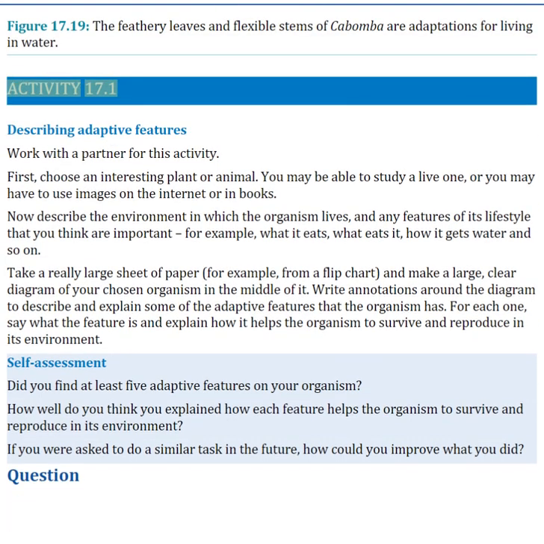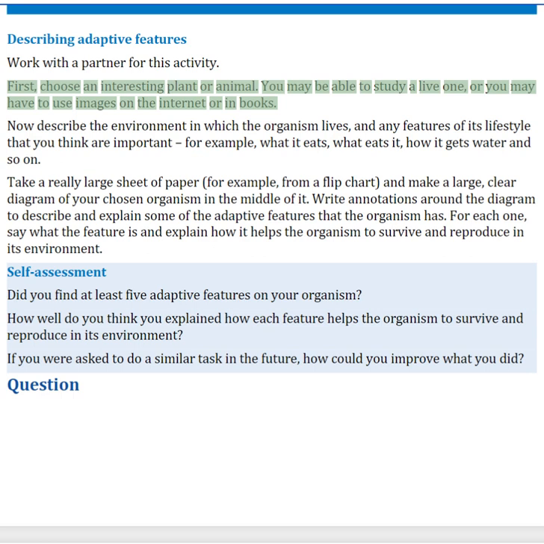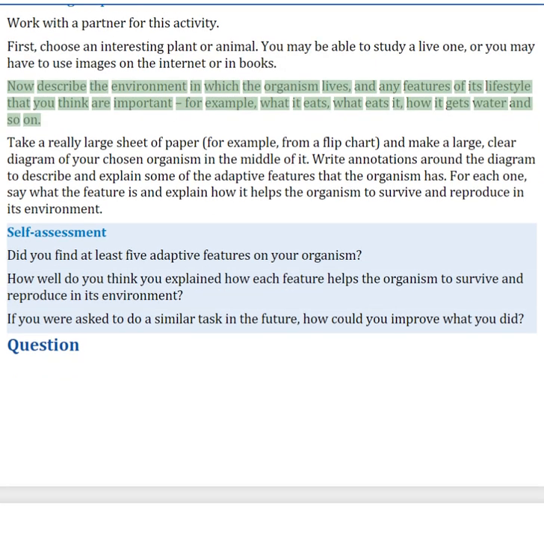Activity 17.1. Describing adaptive features. Work with a partner for this activity. First, choose an interesting plant or animal. You may be able to study a live one, or you may have to use images on the internet or in books. Now describe the environment in which the organism lives and any features of its lifestyle that you think are important, for example, what it eats, what eats it, how it gets water, and so on.